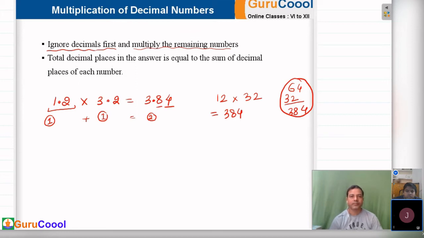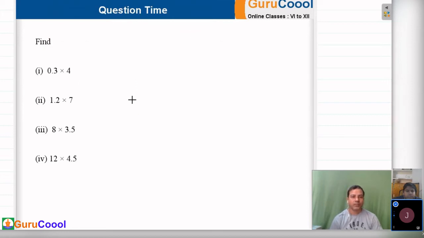Next. These are some questions we have to do. You can see in these questions, the first number is a decimal number, the other one is just a whole number. So can you multiply and tell me what you get?